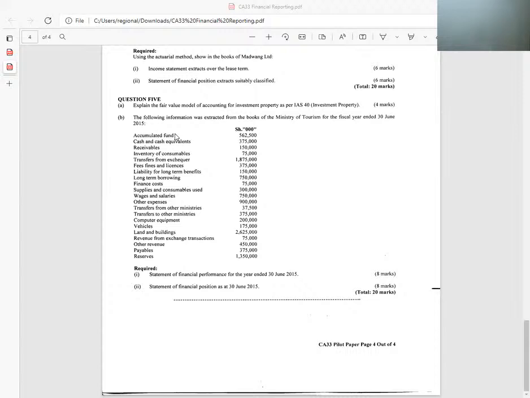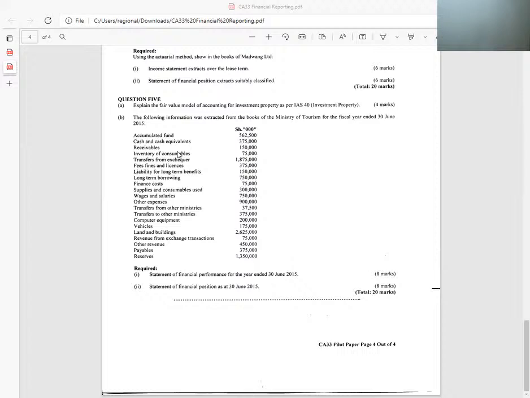How about cash and cash equivalents? Where are we going to take this cash and cash equivalents? Please talk to me. I would want to hear you. Now I'm here. I would want somebody to classify this for me. Remember, these items could either go to the statement of financial performance, which is our income statement, or a statement of financial position. Could you kindly talk to me?